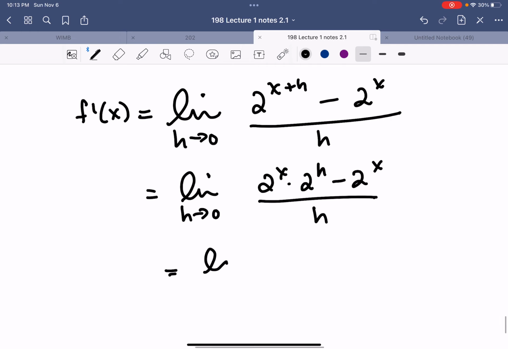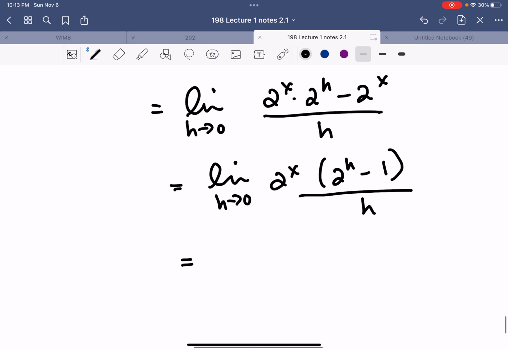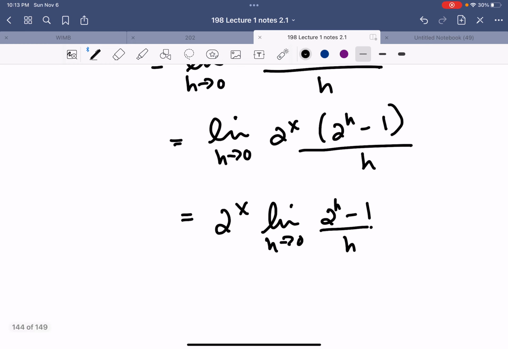Factor out that 2 to the x. So that's 2 to the x times 2 to the h minus 1 all over h. And that 2 to the x comes out front. And this is the limit as h goes to 0 of 2 to the h minus 1 all over h. Now we know this limit's not going to be 1 since we know that e is the number that makes that 1.